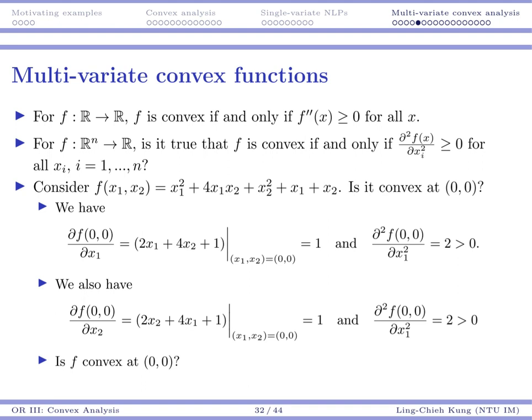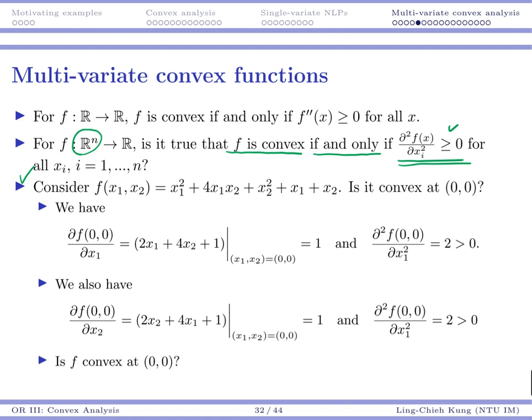If we have a single variate problem, we know this function is convex if and only if its second order derivative is non-negative. So now we want to establish some similar way to check convexity for multivariate problems. Our first question is, may we say this function is convex if and only if all its second order derivatives with respect to xi twice are non-negative? Is that sufficient? The answer is no.